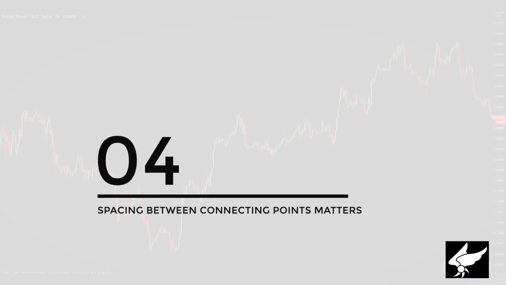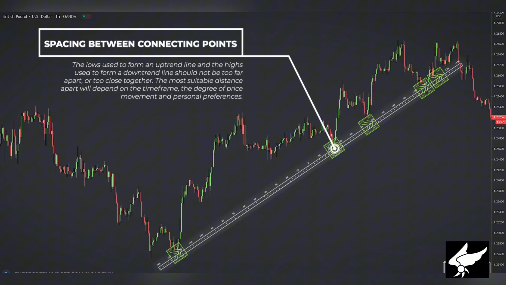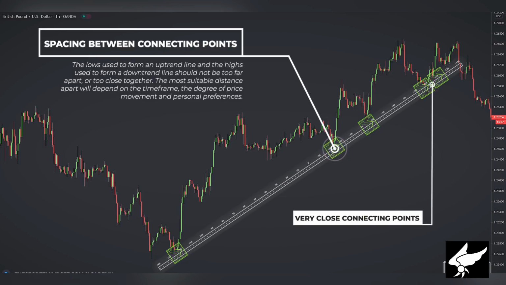Number 4. Spacing between connecting points matters. The lows used to form an uptrend line and the highs used to form a downtrend line should not be too far apart or too close together. The most suitable distance apart will depend on the time frame, the degree of price movement, and personal preferences. If the lows or the highs are too close together, the validity of the reaction high or low may be in question. If the lows are too far apart, the relationship between the 2 points could be suspect. An ideal trend line is made up of relatively evenly spaced lows or highs.